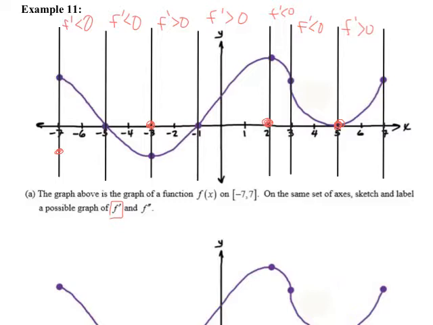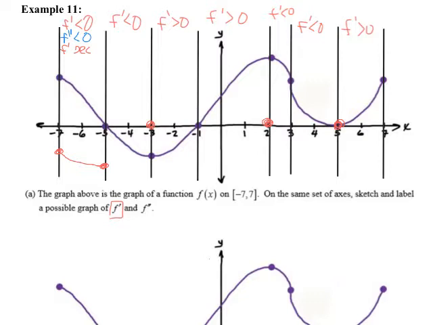Now we need to think about whether our derivative will be increasing or decreasing, and we take a look at the concavity for that. In the first interval, the concavity is concave down, so we know that the second derivative is going to be less than 0, which means that f prime will be decreasing. So from -7 to -5, f prime is going to decrease.